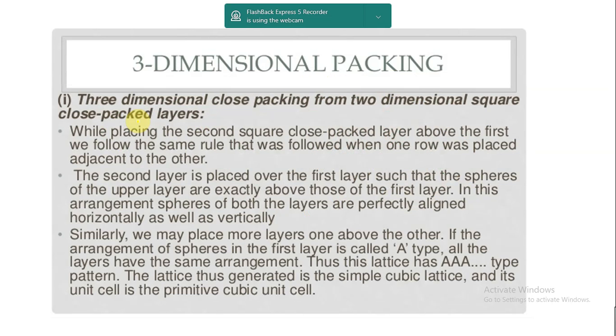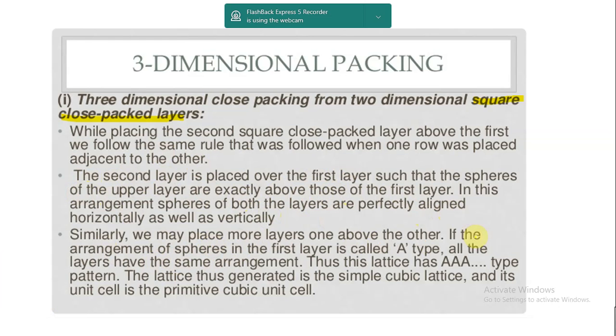Now we will see 3-dimensional packing. We have already seen it in the video. Let us just read it. While placing the second square closed pack layer above the first, we follow the same rule that was followed when one row was placed adjacent to the other. Means we are now first talking about square closed packs. Means we are placing the atoms over one another. That is, they are aligning to each other. So the second layer is placed over the first layer such that the spheres of the upper layer are exactly above those of the first layer. In this arrangement, the spheres of both the layers are perfectly aligned.